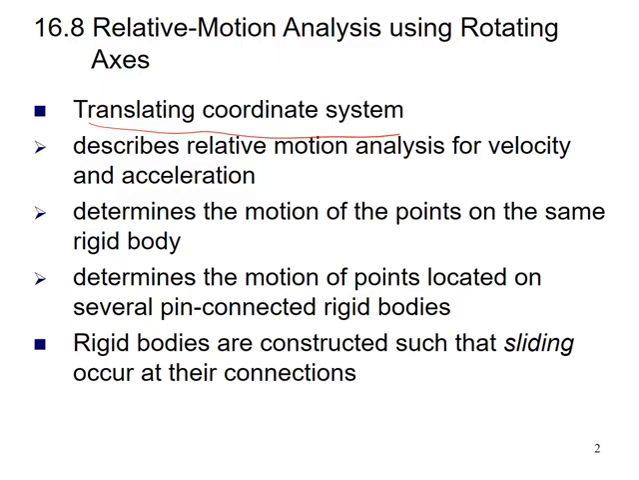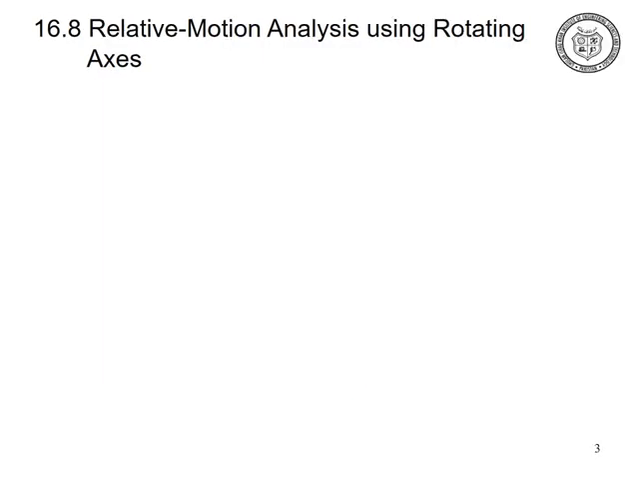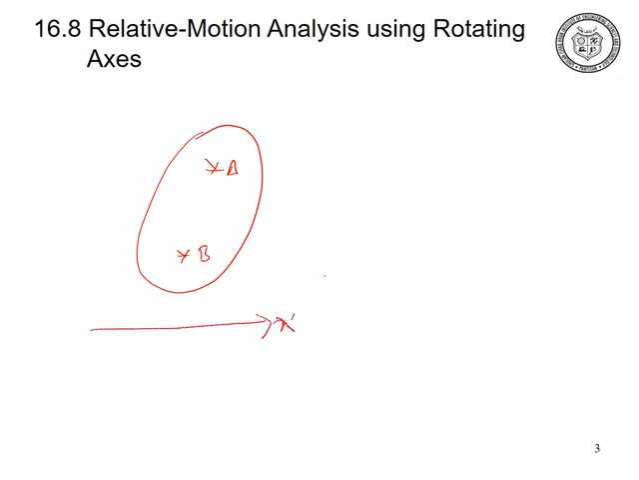So let us say that you have a rigid body, and this rigid body has 2 points. Let us mark them point A and point B, and you have a fixed inertial frame of reference. Let us say that capital X and capital Y show the fixed inertial frame of reference. Imagine that you have axes on the rigid body. Let us say that small x and small y show the axes on the rigid body.